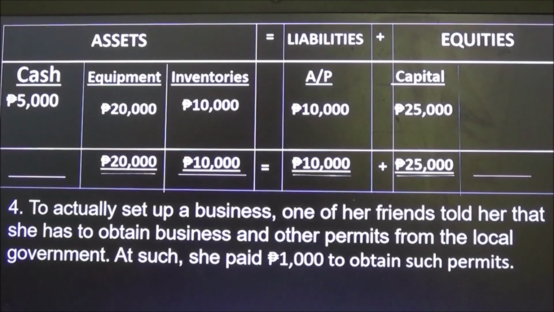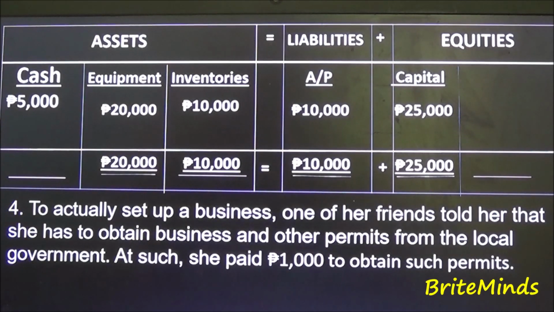Transaction number 4 says, to actually set up a business, one of her friends told her that she has to obtain business and other permits from the local government. As such, she paid 1,000 pesos to obtain such permit. So from our transaction, what information can we get from it?